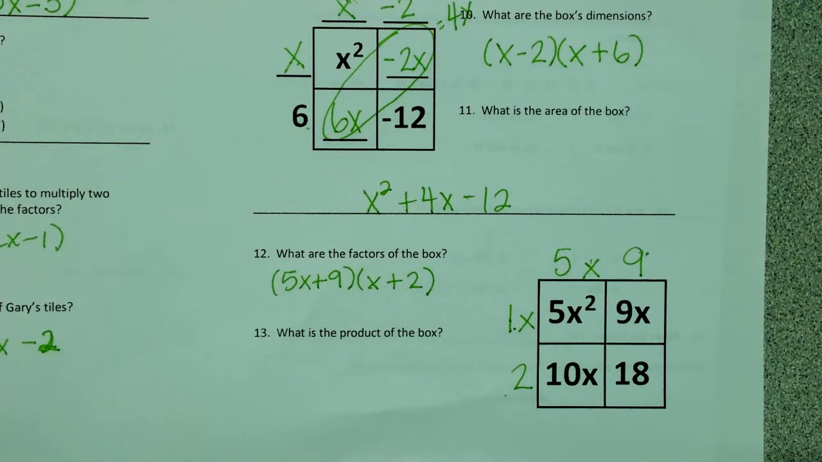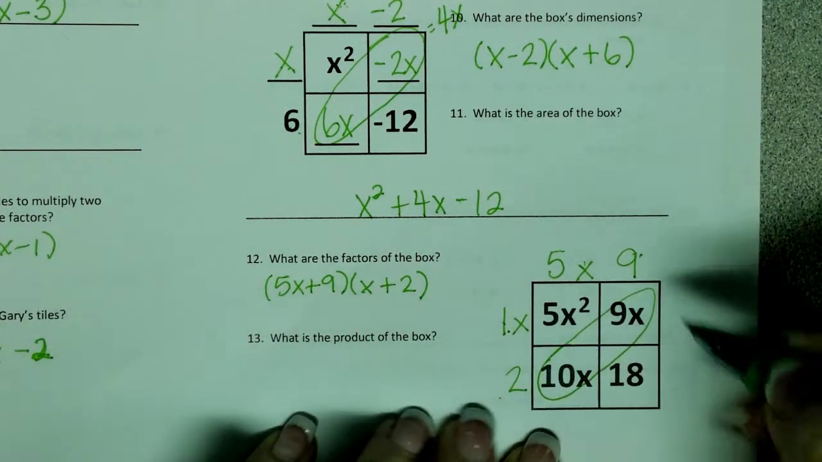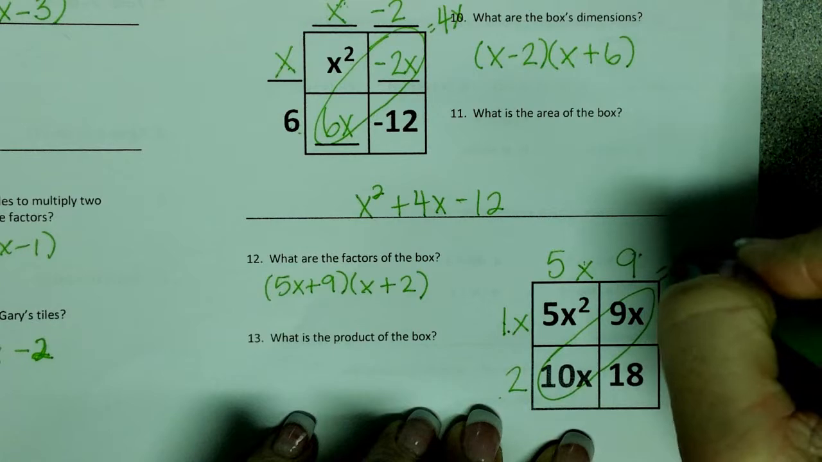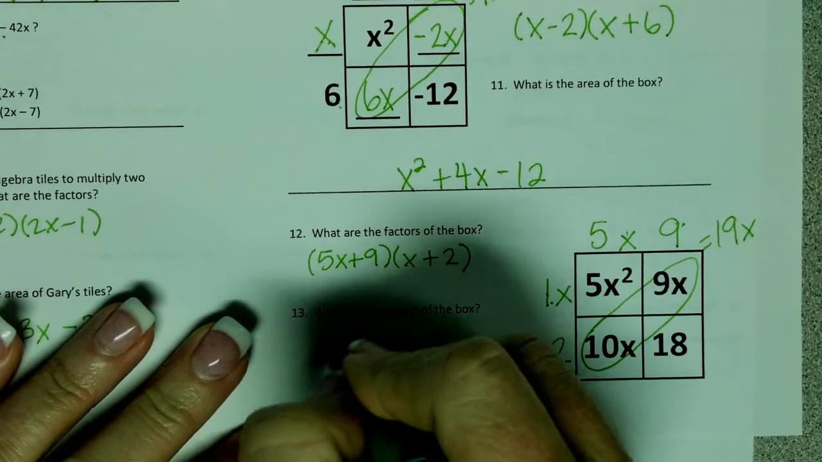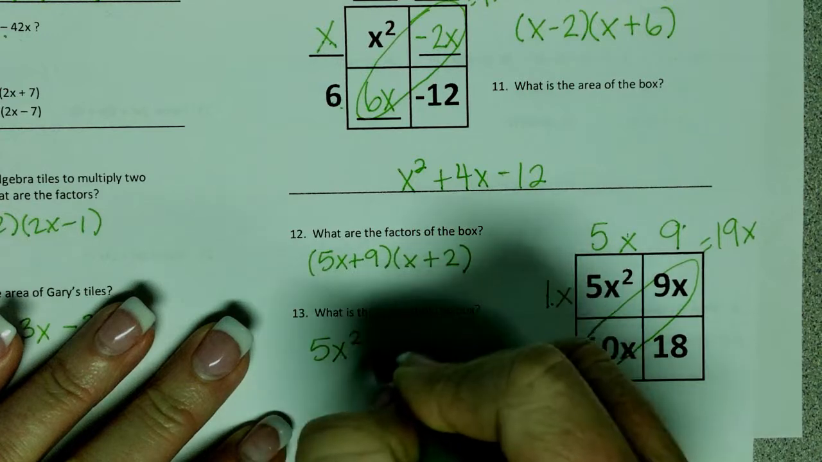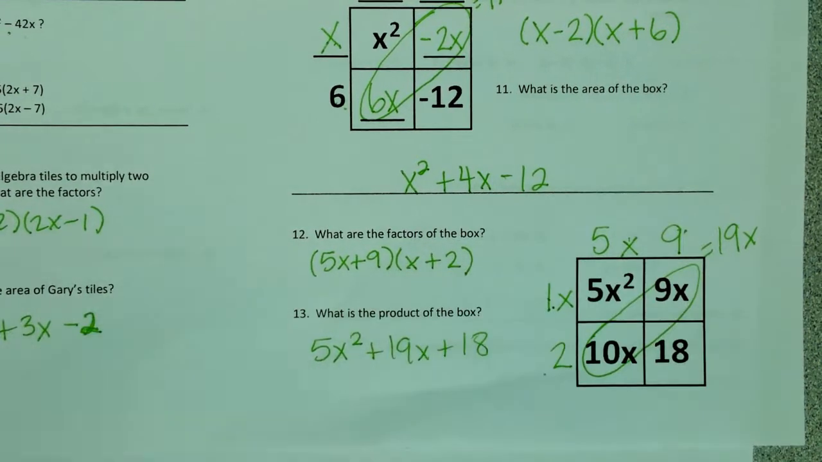Our product, that's on the inside, so we have to combine our like terms here. 10x plus 9x gives us 19x. So then our final product is 5x squared plus 19x plus 18. Very good.